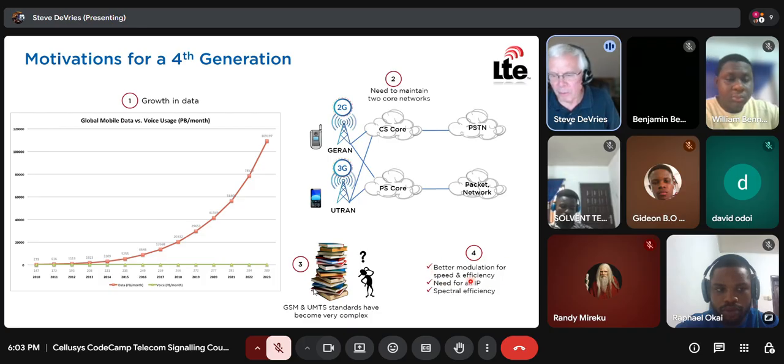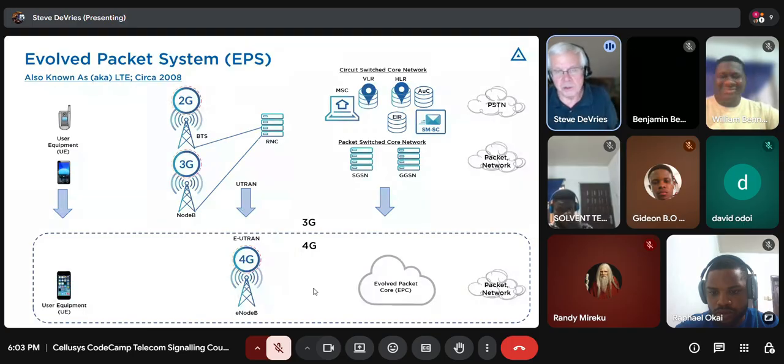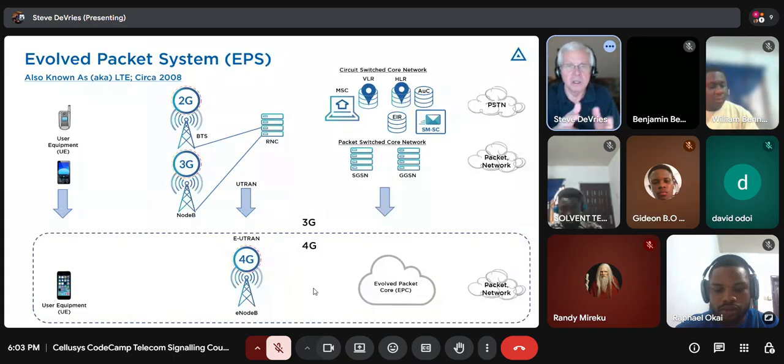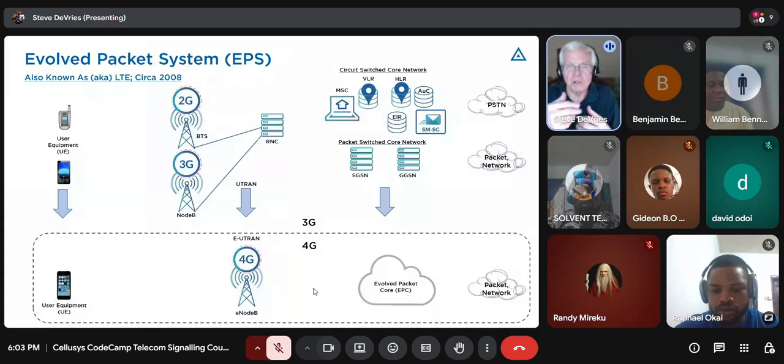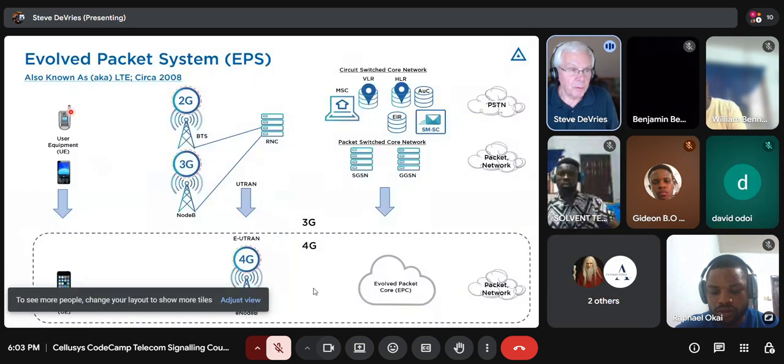So there was a need for better modulation, more spectral efficiency. Again, that radio spectrum is a very precious resource, and it has to be used very efficiently. So the whole idea here was to change the architecture from circuit switch to packet switch. So starting in 4th generation, there's no more circuit switched. Now we still have circuit switched services. You can still use it for voice, you can still use it for short message service, but it has to be handled differently now, since the networks were all IP.